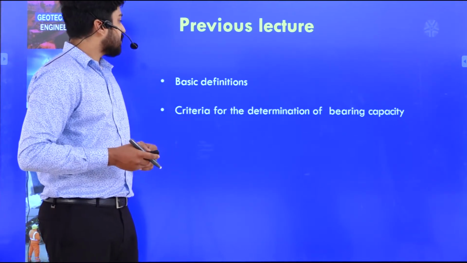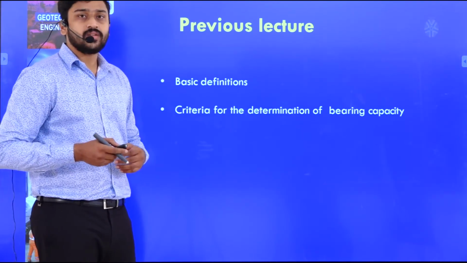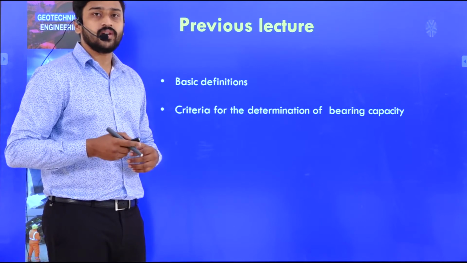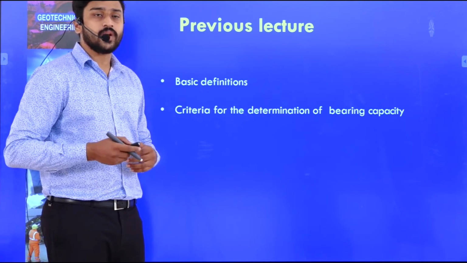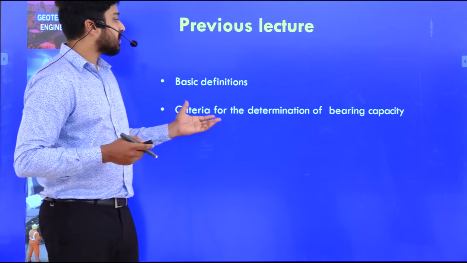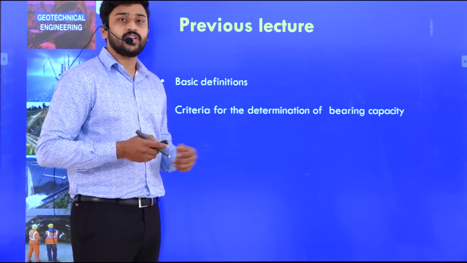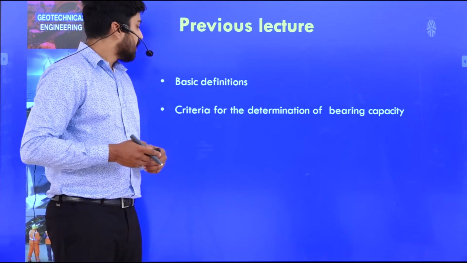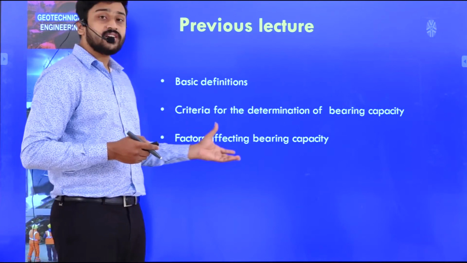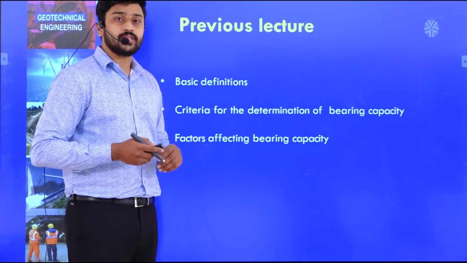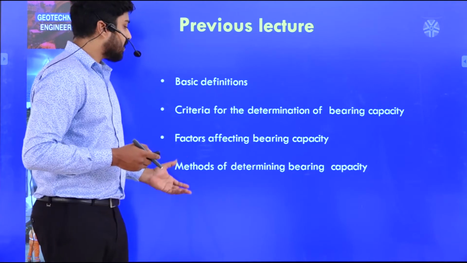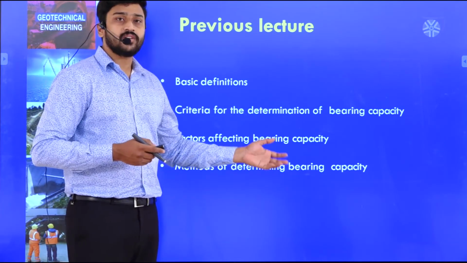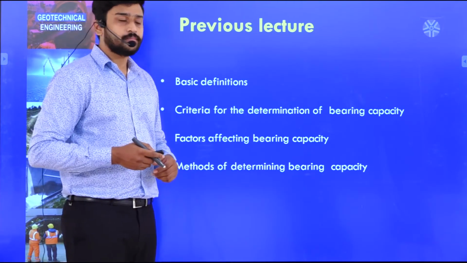Coming to the previous lecture, we have understood the basic definitions such as allowable bearing capacity or gross bearing capacity, all such parameters. And then we have understood the criteria that is required for the determination of bearing capacity. Later, we have understood the factors that are affecting the bearing capacity, and then the different methods that are there for the determination of bearing capacity.